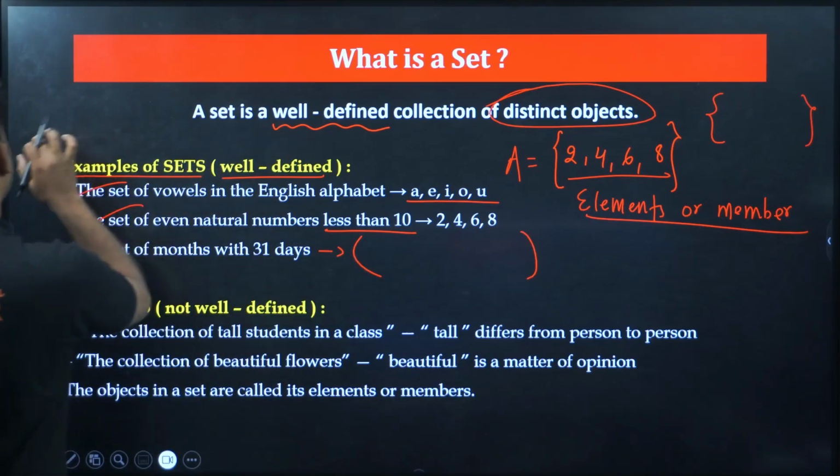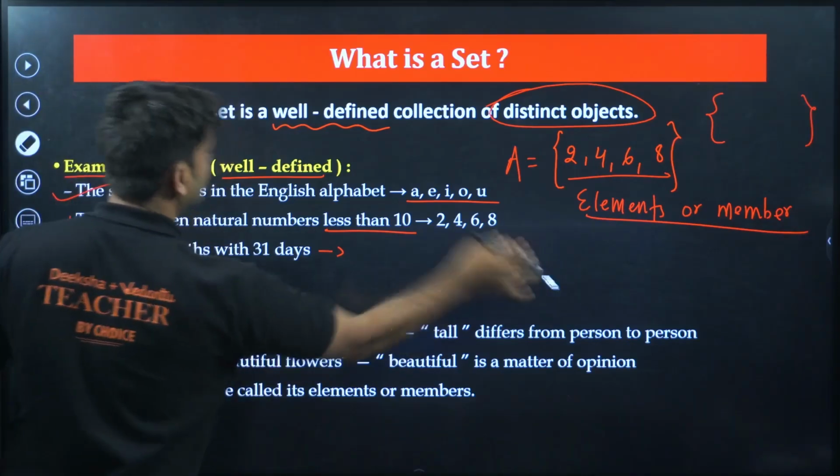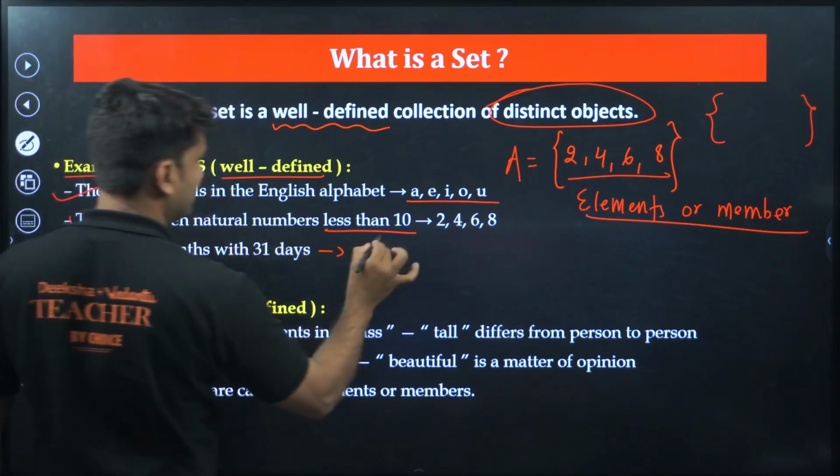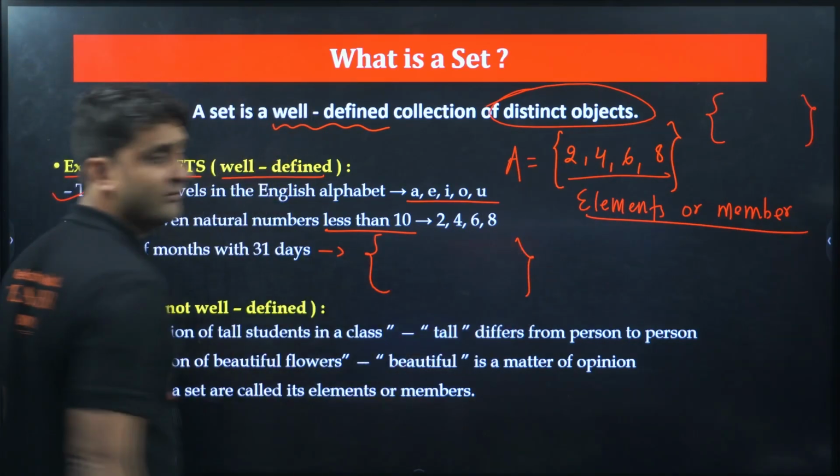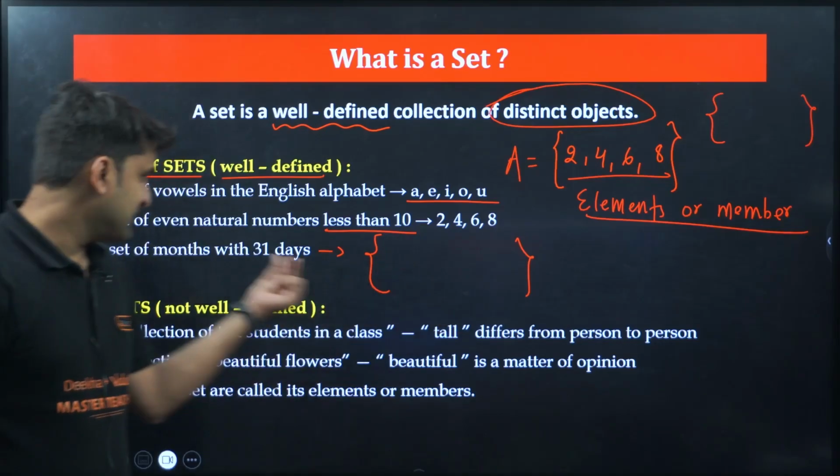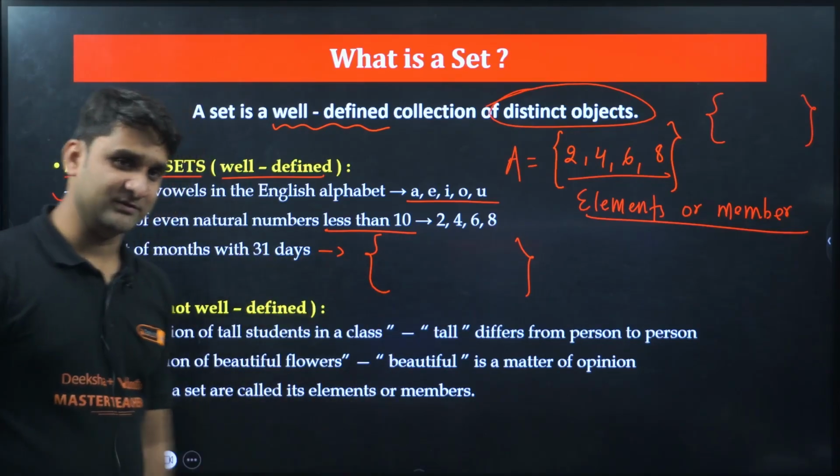Okay, not this bracket again. The brackets must be curly, like this. Clear everyone? All the months having 31 days we can write inside these braces. So this is well defined.